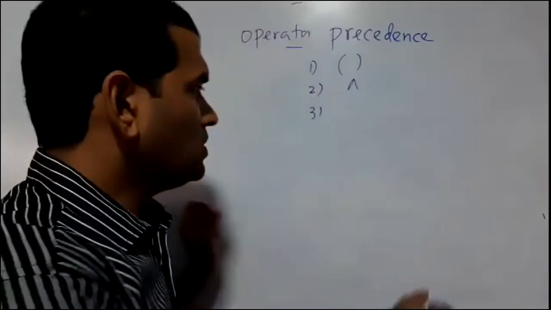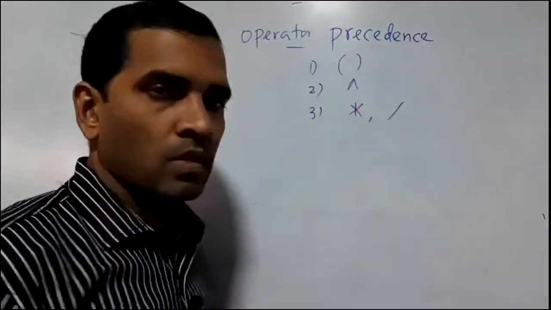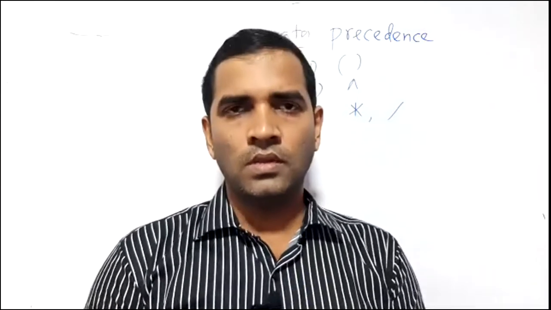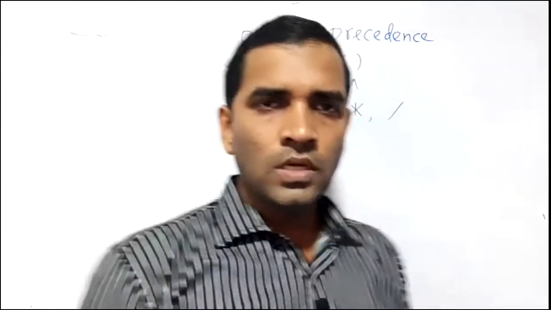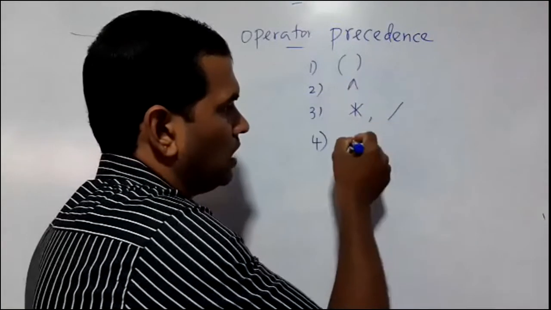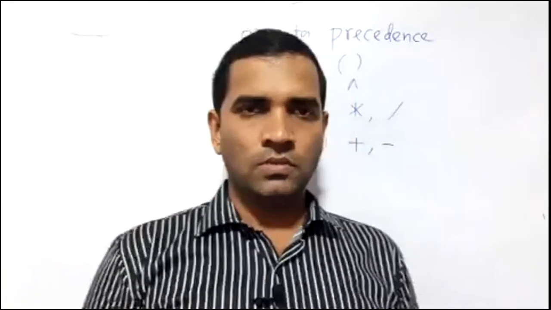Then in the second stage, you have both multiplication and division. Both have same or equal priority. Both multiplication and division have the equal priority, right? So you can do these two next. Then in the last stage, we have plus and minus. They also have the equal priority.